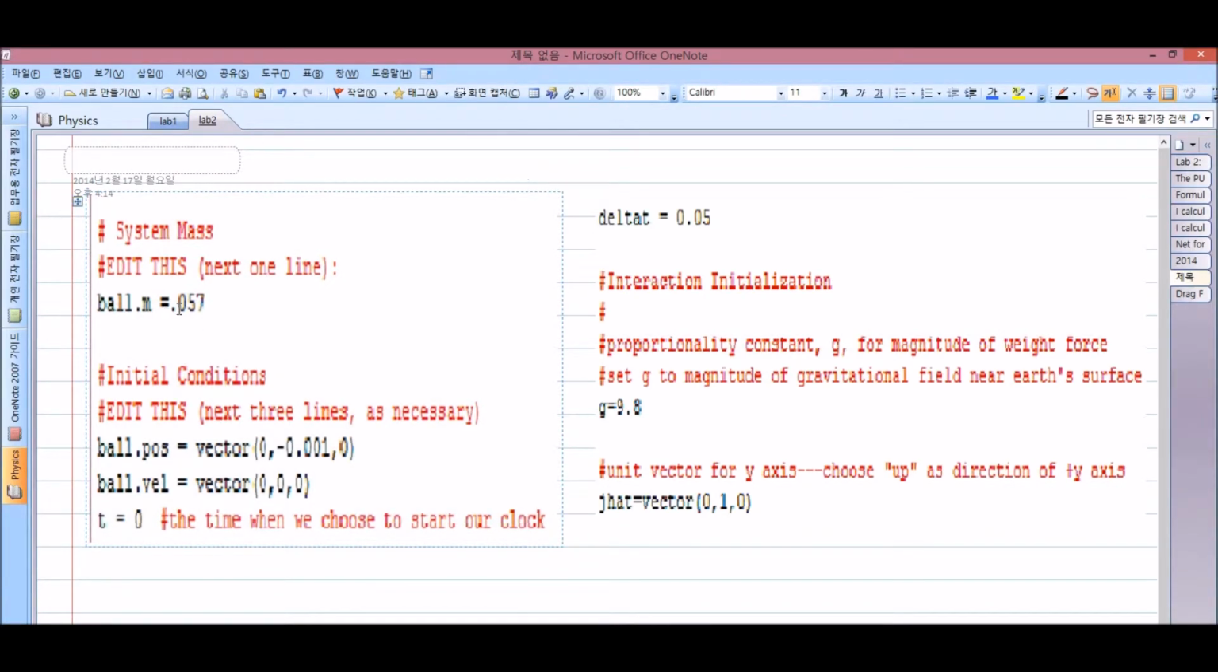The ball's mass was 0.057 kg, and the ball's initial position was close to 0, and the ball's initial velocity and time were 0. The delta t, change in time, was 0.05 seconds, and gravity was 9.8 meters per second squared. And the j hat, which indicates the direction of the ball, is in the y direction.